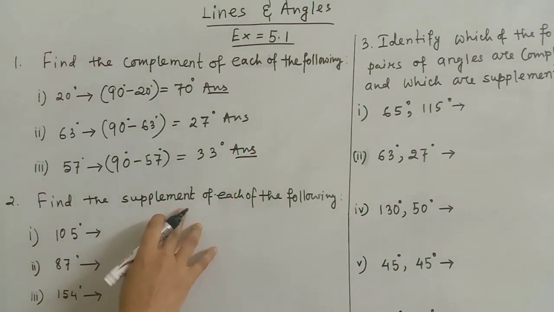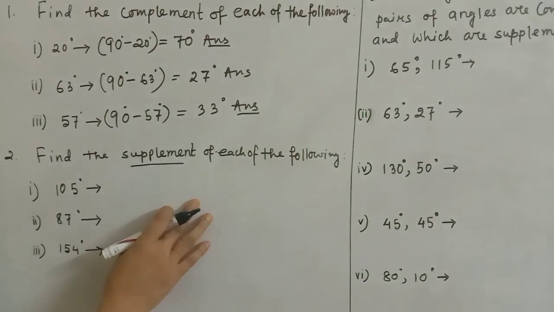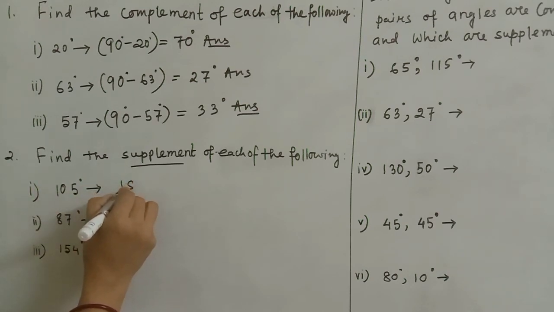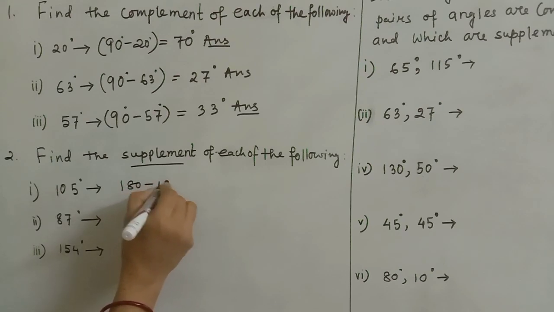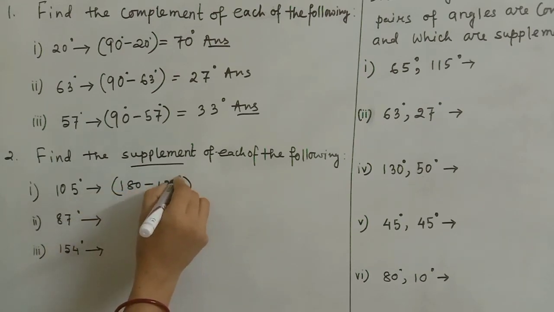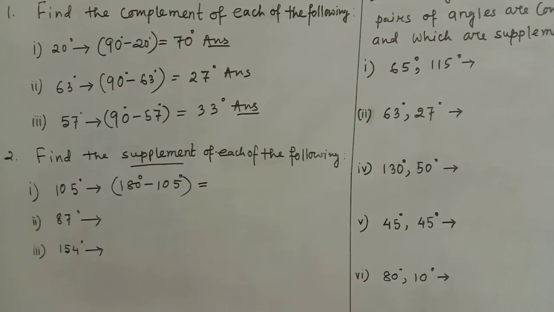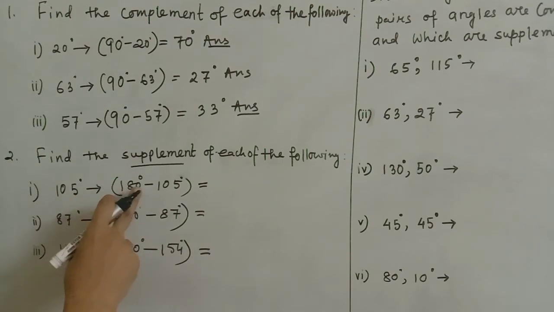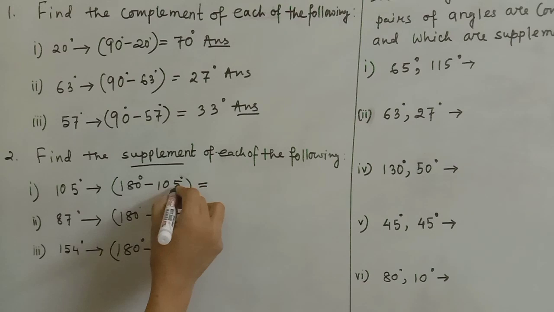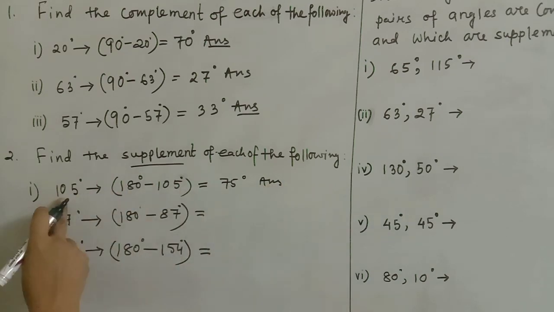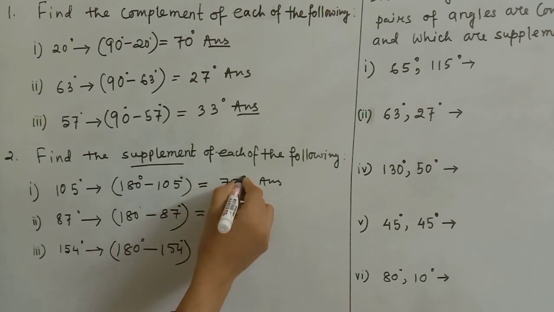Next question is find the supplement. Find the supplement of each of the following, and you know that supplement means the sum of the two angles will be 180 degrees. So one angle is given, 105, and you need to subtract this angle from 180 and you will get the supplement of 105. If you subtract, you will get 75 degrees. The supplement of 105 is 75 degrees.